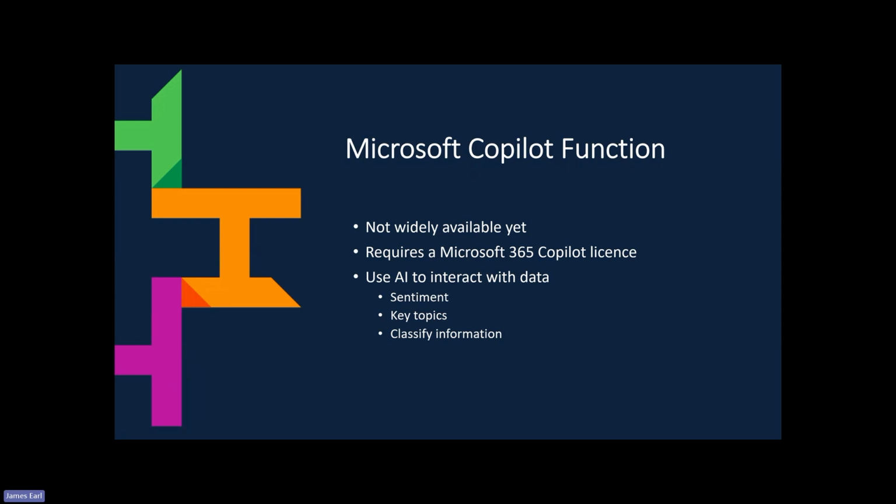The Copilot function is different from using Copilot in Excel because it enables you to actually put Copilot into a cell and ask it to respond or act on some data that you give it. It does require a Microsoft 365 Copilot license, but essentially it's good for things like trying to understand sentiment, key topics, or classify information. So in that data set example that we just had, we had some feedback and we could use Copilot to understand the sentiment of that feedback, whether it was neutral, positive, or negative.